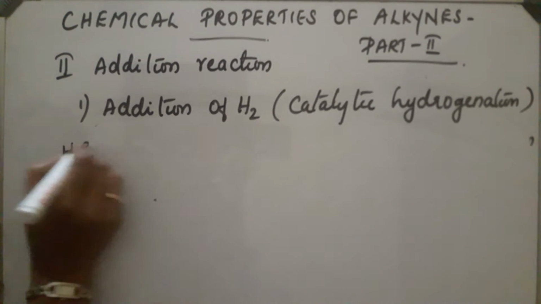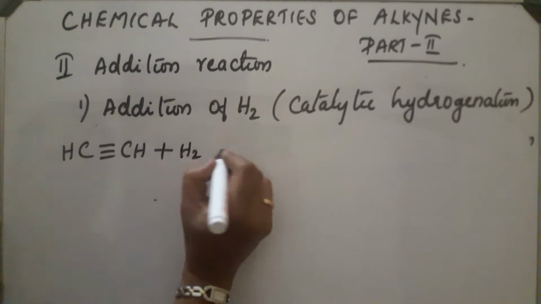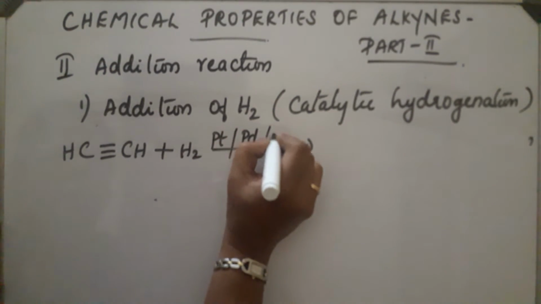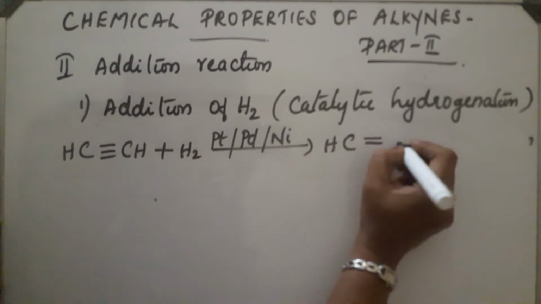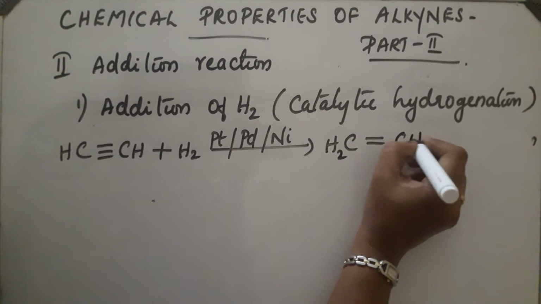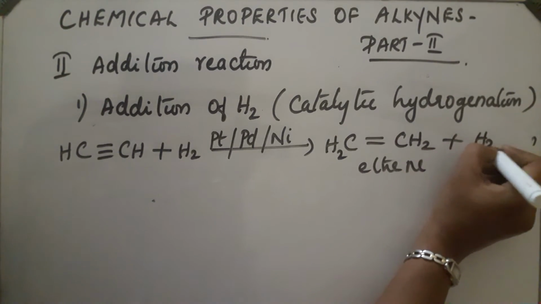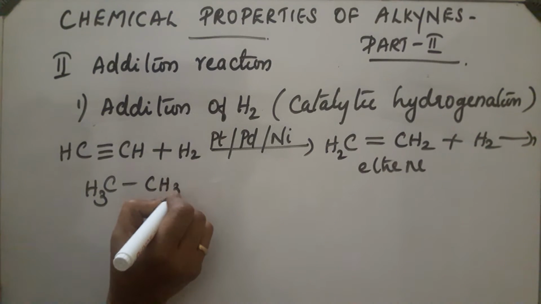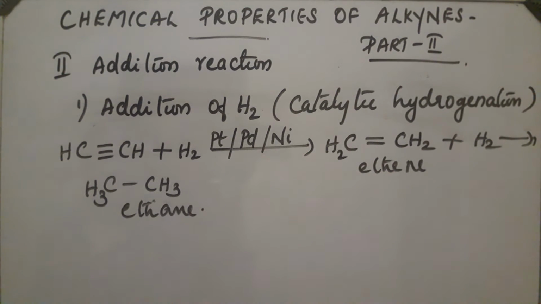Take one example: acetylene on reaction with H2. The catalysts are platinum, palladium or nickel, and this gets converted into an alkene. So acetylene gets converted into ethene. Again, on reaction with H2, it gets converted into ethane, so an ethane molecule is obtained. This is the catalytic hydrogenation reaction, similar to the reaction in the case of alkenes.